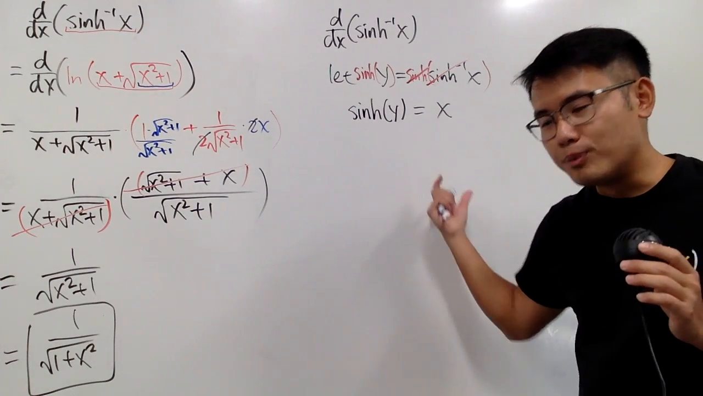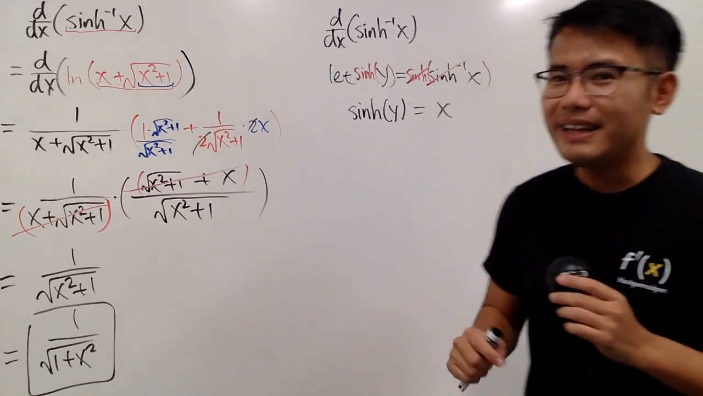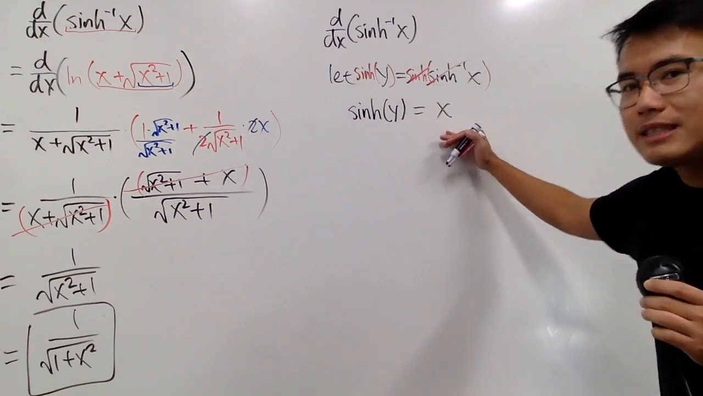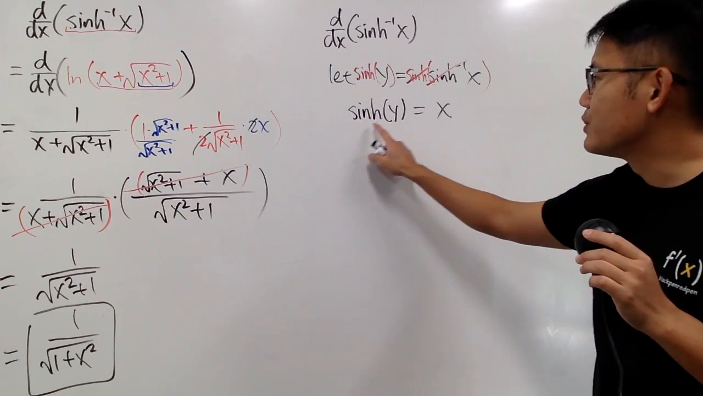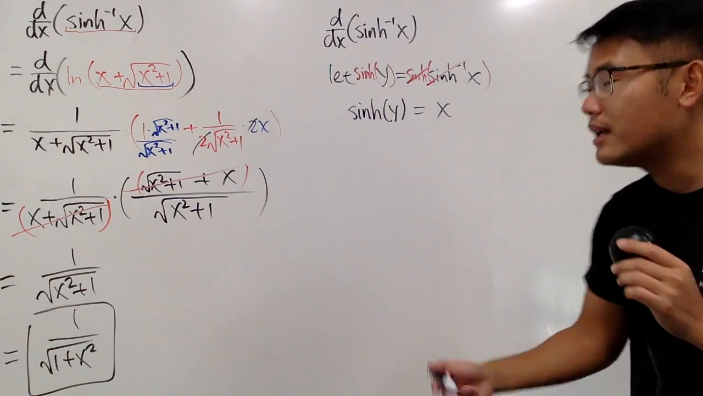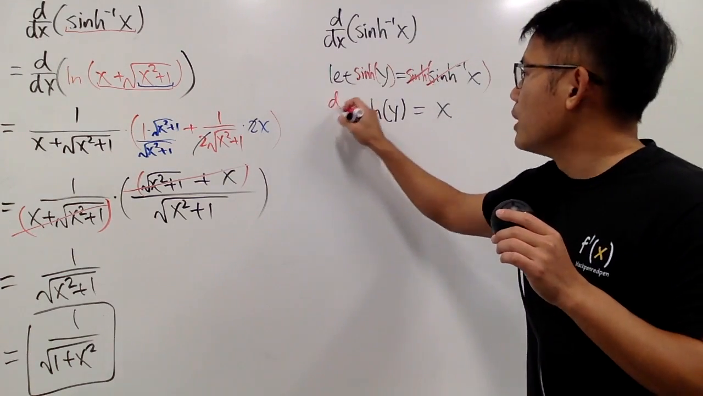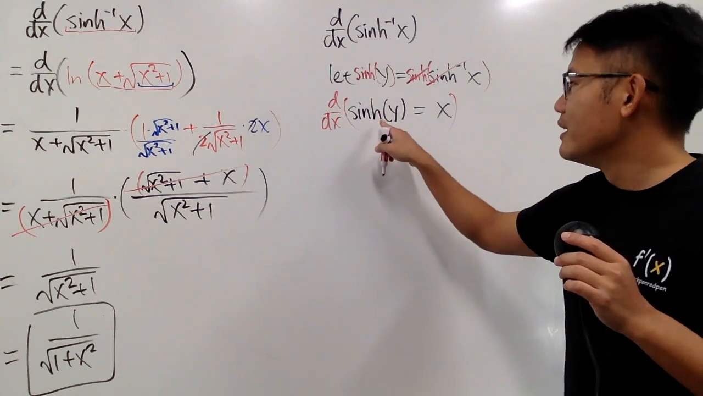And this approach should remind you of how we come up with this being equal to that, right? But I will just stop right here, and we are going to differentiate sinh y equals x by using implicit differentiation. And this is much more doable because we do know the derivative of the sinh.